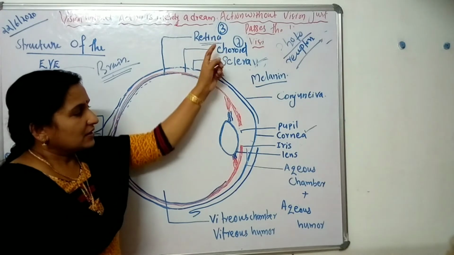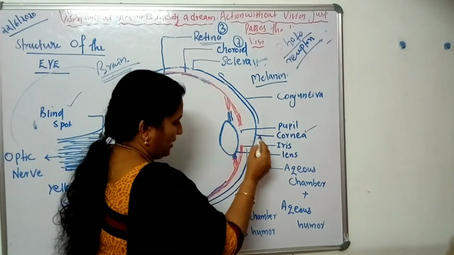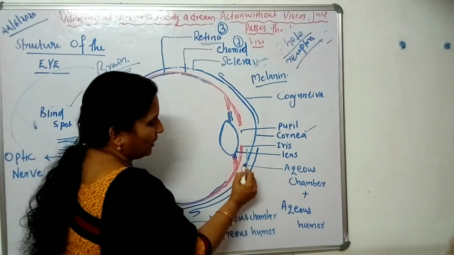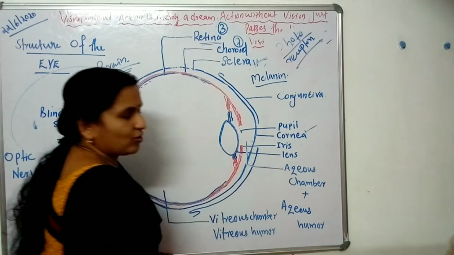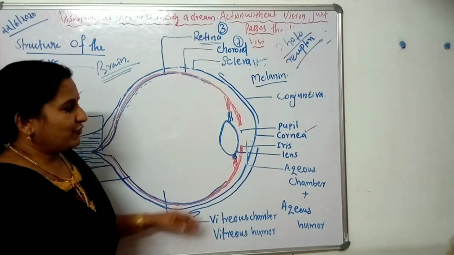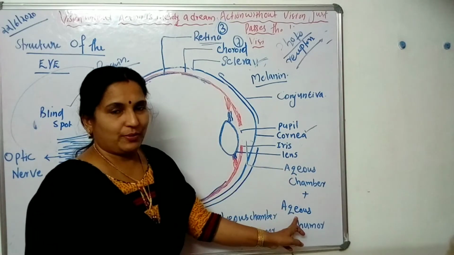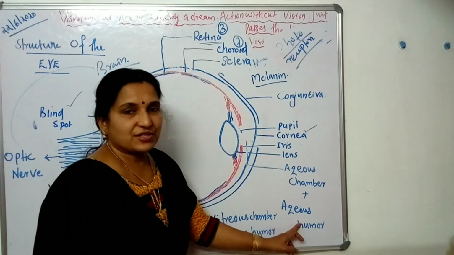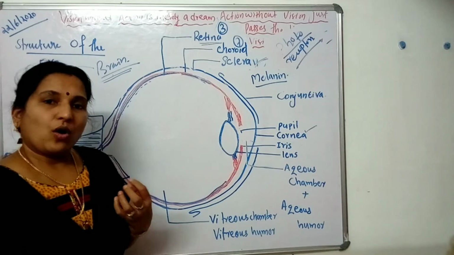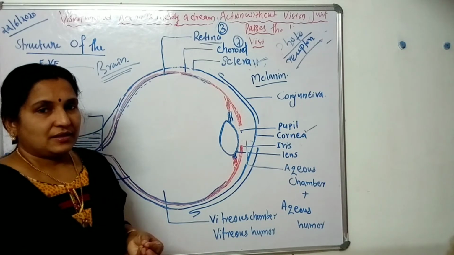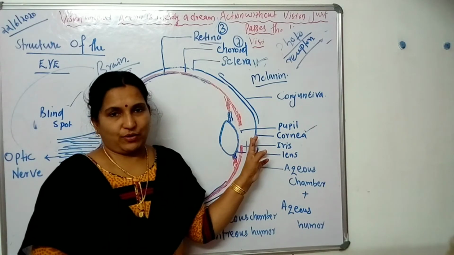Then there is a chamber present between the lens and cornea. That chamber is known as the aqueous chamber. There is a fluid present inside it, known as aqueous humor. What is the function of this aqueous humor? It is produced from the blood and it is also reabsorbed into the blood. Its function is to provide oxygen and nourishment to the eyeball.